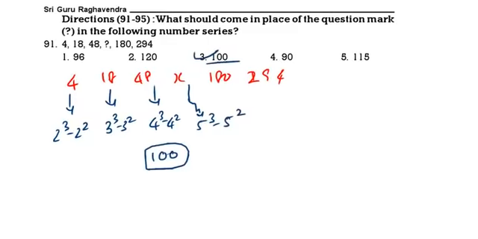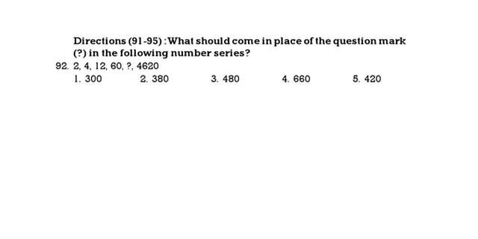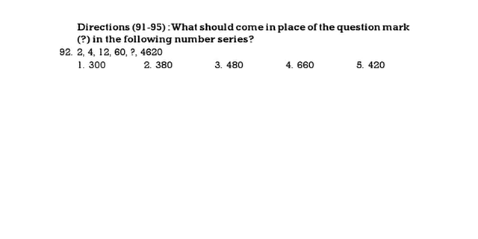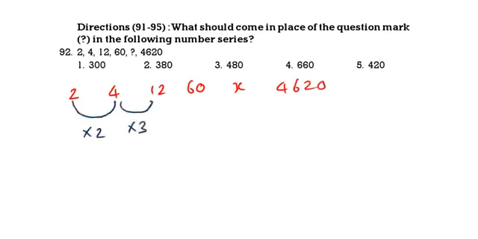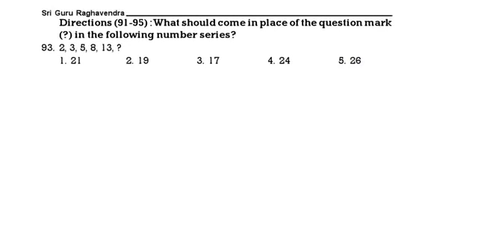Next question. 2, 4, 12, 60, question mark, 4620. 2 into 3, prime numbers, into 5 into 7, 420. 420. Then the next one, 2, 3, 5, 8, 13, question mark. Addition of 2 successive numbers. 2 plus 3, 5. 3 plus 5, 8. 5 plus 8, 13. 8 plus 13, 21. 21 is the correct answer.